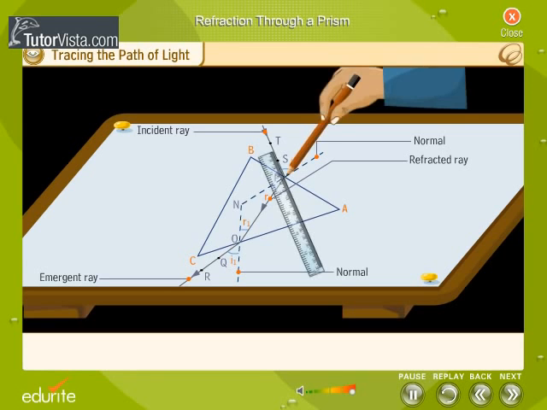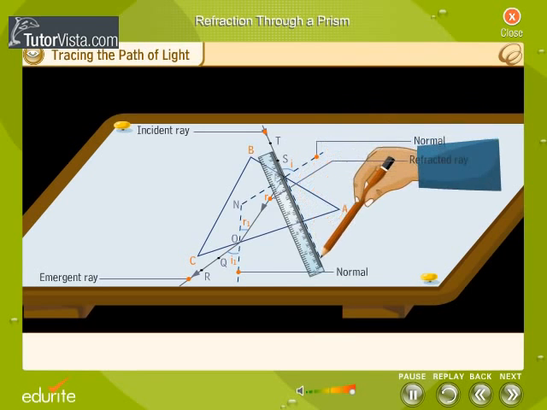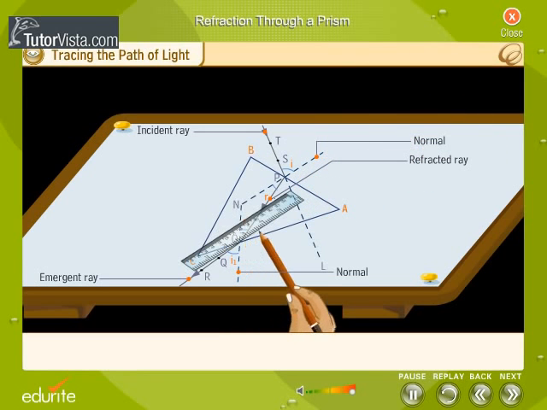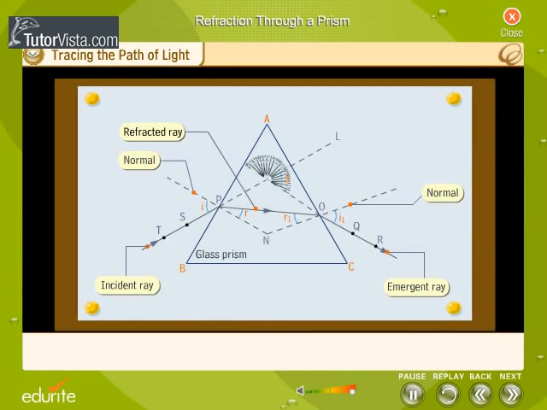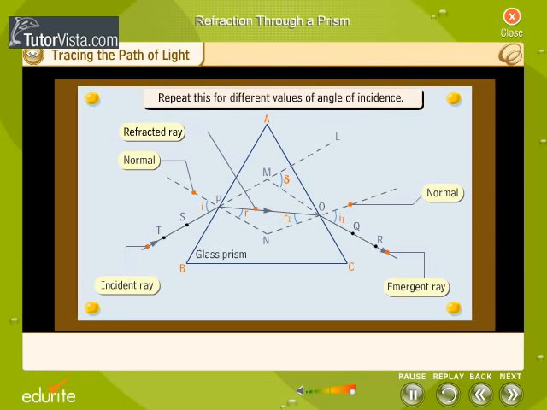If the incident ray TP is extended forward and the emergent ray RO backwards, they meet at M, forming the angle OML. Measure the angle OML. This angle is called the angle of deviation. Angle of deviation is the angle through which an incident ray deviates. Repeat this for different values of angle of incidence.